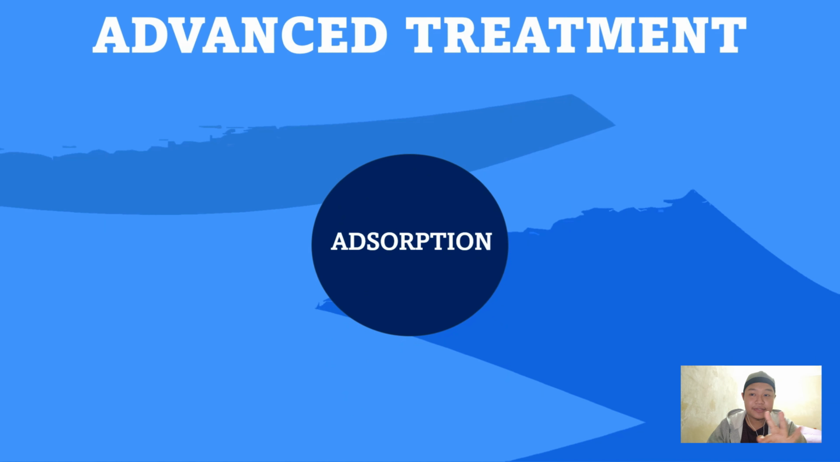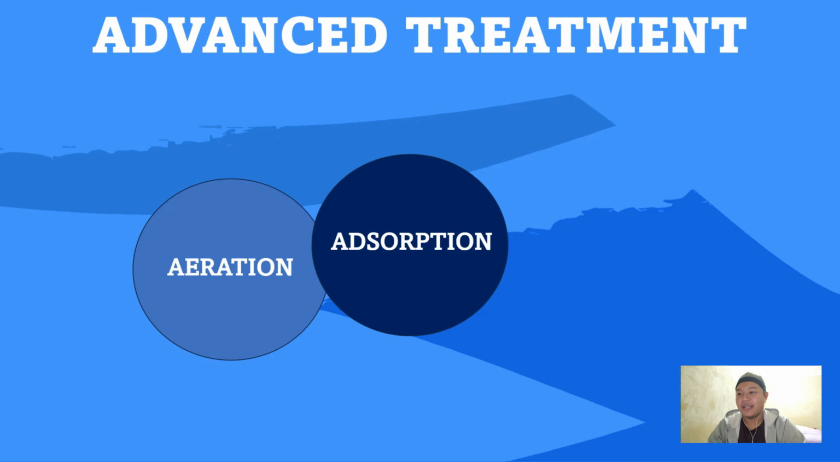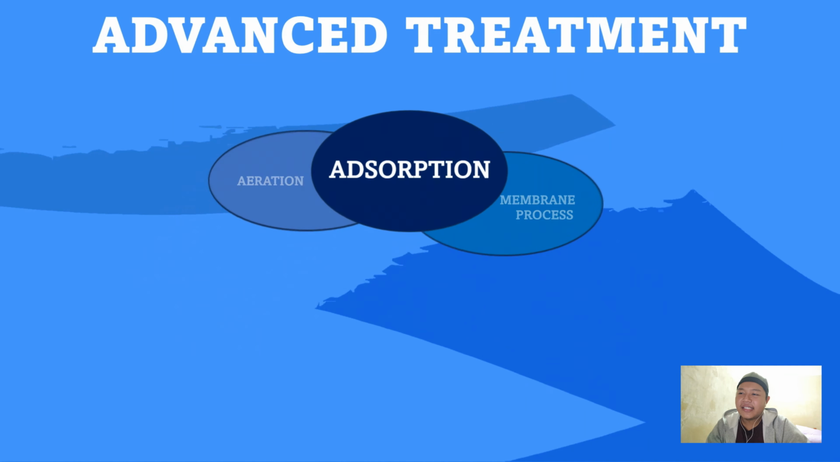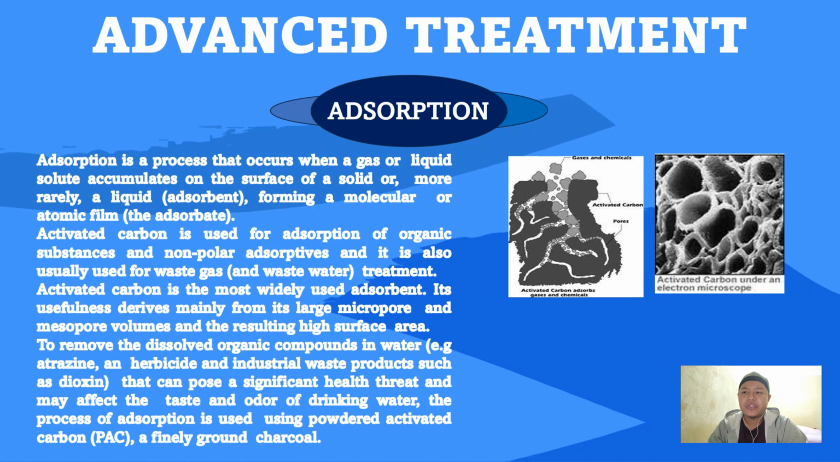So there are three categories, which are adsorption, aeration, and membrane process. In adsorption, activated carbon is most widely used as adsorbent. It is useful due to its large micropore and mesopore volume that results in a high surface area that is useful to trap the organic compounds in the water. The PAC, which is powdered activated carbon, that is used will be removed by filtration, taking the unwanted organic compounds together with it. So PAC is basically used to correct the taste and odor problems of the water.